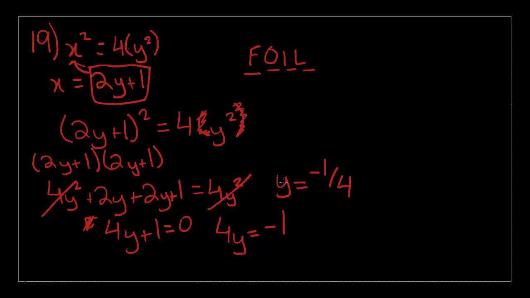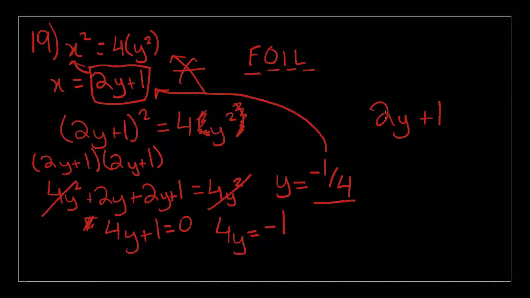So now we know that. Let's plug this y value into this equation. I don't want to put it into that equation because it involves squares, so we're not going to do that. In this equation, 2y plus 1, 2 times minus 1/4 is equal to minus 1/2. Minus 1/2 plus 1, which is equal to half. And x is equal to half. So that is choice E. So let's move on to the next problem now.